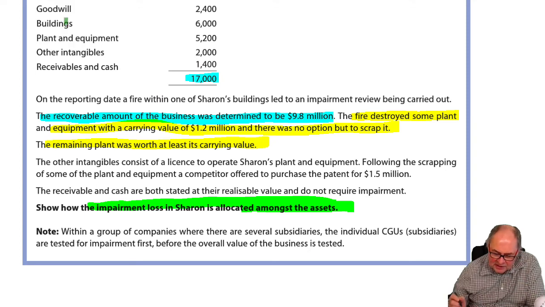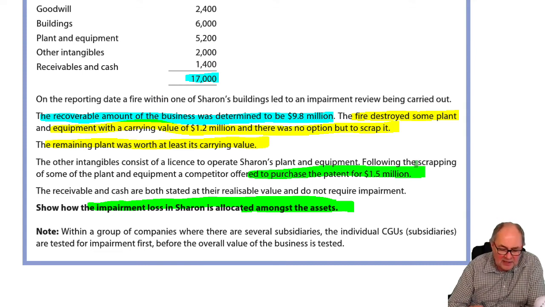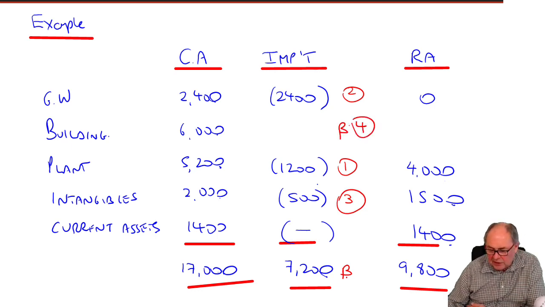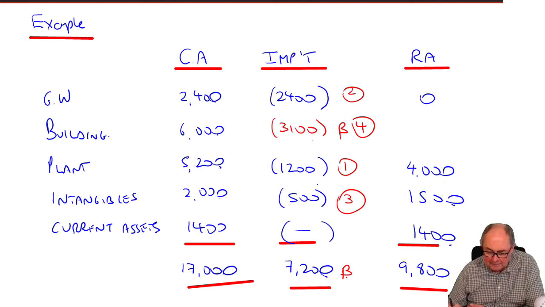Let me change colour highlighter to green. I know that the patent is worth 1,500. So I think what I will just do straight away is write down intangibles by 500. That's 1,500. And then the rest, all we've got left is the building. So what's left? 7,200 minus 500 minus 1,200 minus 2,400. I think that's a loss of 3,100. I'll take that off the building. So I think the recoverable amount of the building would be 2,900. Just do a quick check in the right-hand column. 2,900 plus 4,000 plus 1,500 plus 1,400. That's 9,800. That's fine.